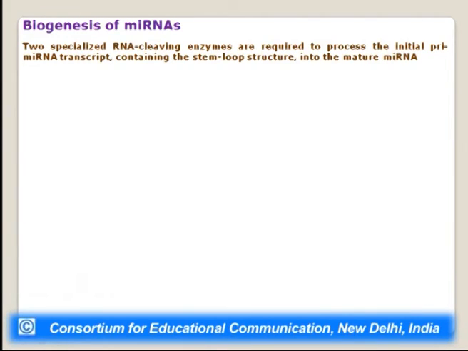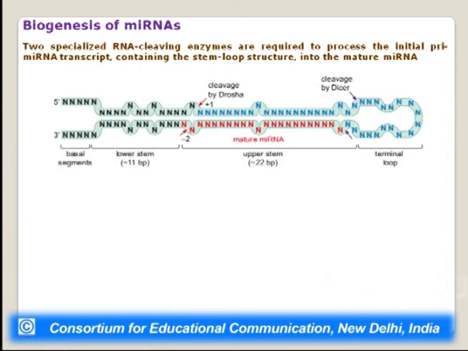Usually it is produced by endogenous gene transcripts. So, the genes are transcribed in the nucleus and the mRNA are produced. The long primary transcripts are then processed by different enzymes, usually two sets of enzymes are required to process the initial transcript containing the stem loop structure into the mature microRNA. So, this is how basically the stem loop structure of a miRNA transcript looks.